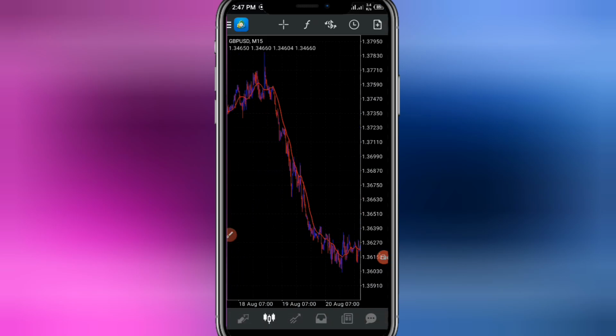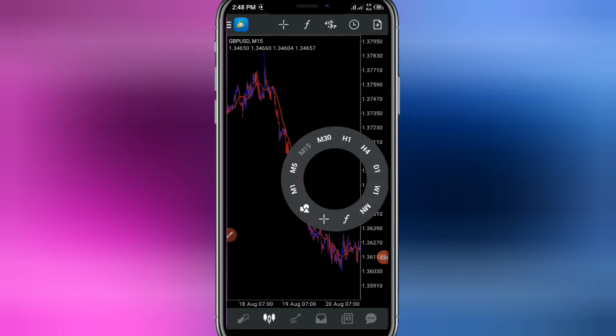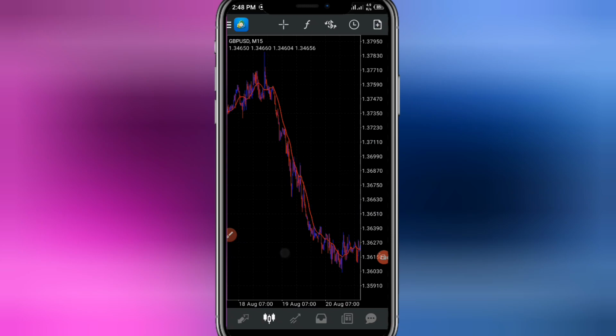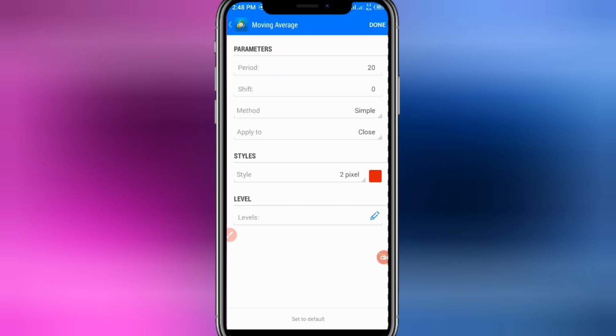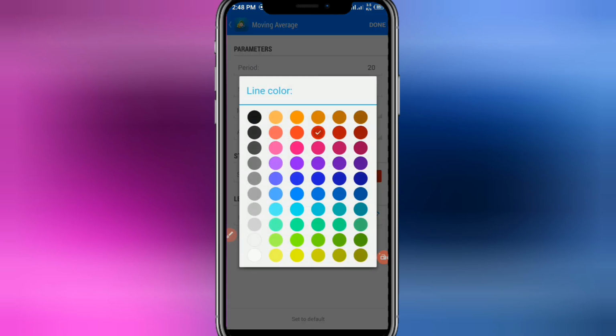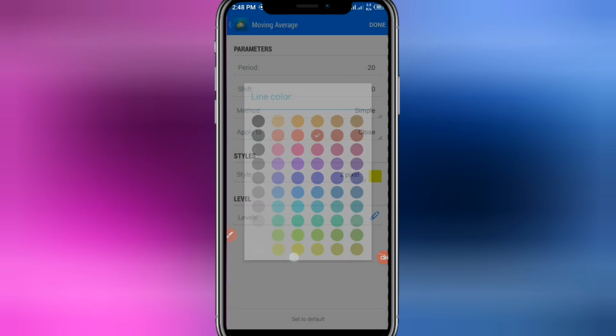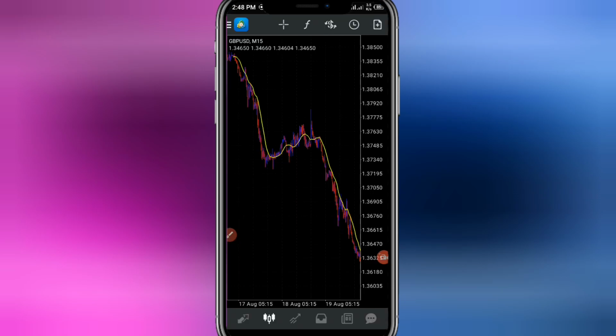Right now, as you could see, it's not really that clear. Let's make the moving average a very bright color so that we can see it. So let's go back to the settings, moving average. You see this color that is mid-red. Let's turn that to something a little bit brighter. Let's take yellow. Yellow will be bright, then let's hit done. So this is it right here.